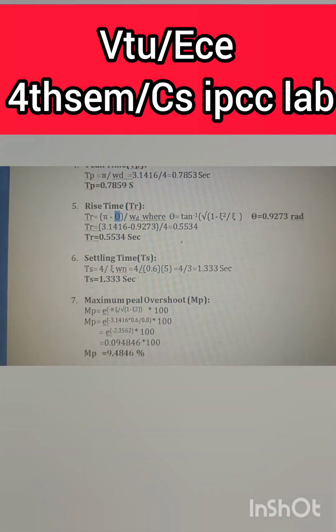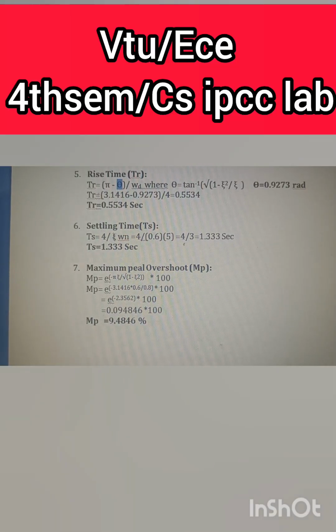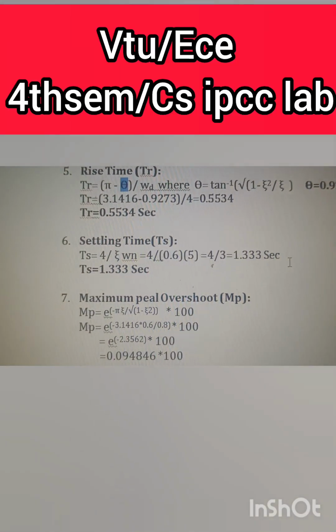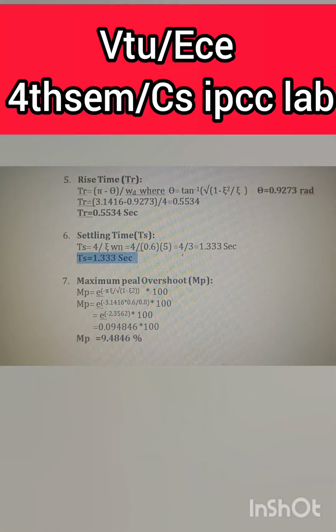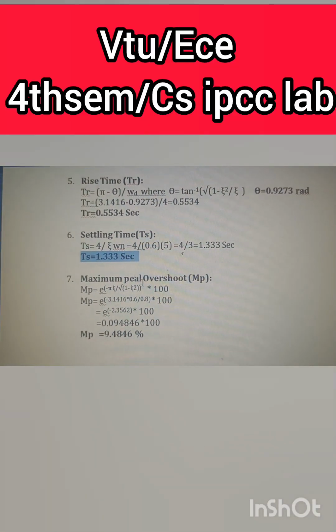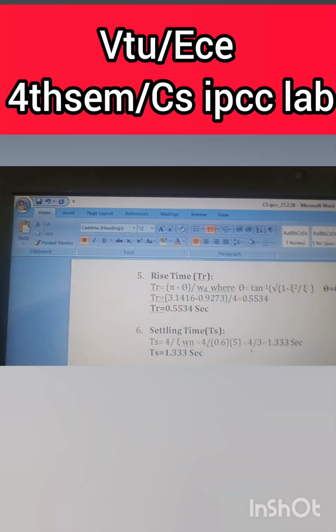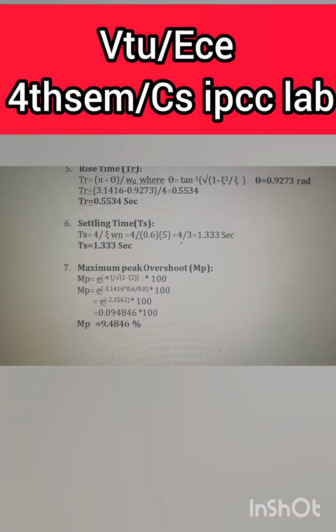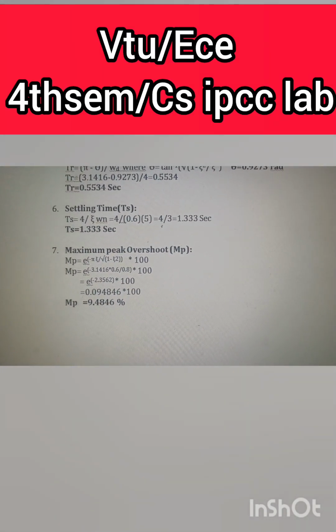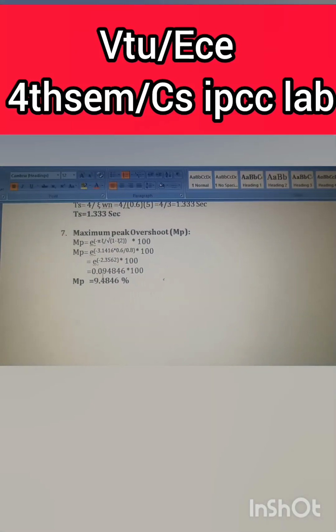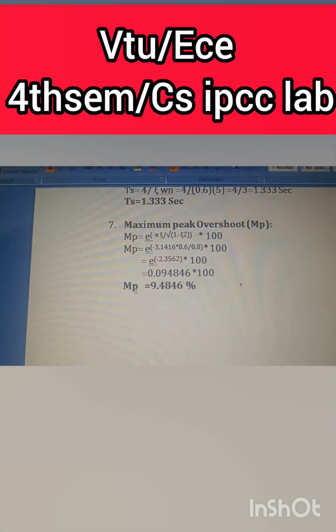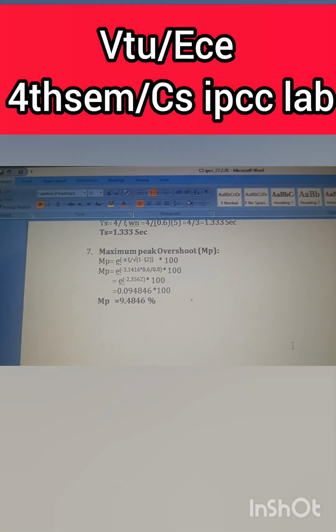Similarly, settling time equals 4 divided by zeta omega n. After substitution you will get settling time equals 1.333 seconds. Then the maximum peak overshoot can be calculated as Mp, that is e power minus pi zeta over the square root of 1 minus zeta square. Substituting all of these, you will get the peak overshoot as 9.48 percent.